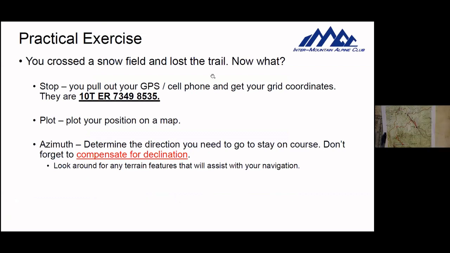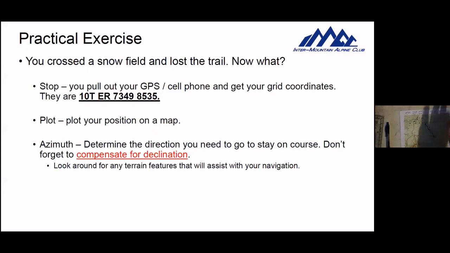We're going to stop. We're going to pull out our GPS and cell phone, and we're going to get our grid coordinates. So let me write them down again. This time we got our 10 Tango Echo Romeo. We're at 7349 8535. So in this case, I'm going to just say I want to do a 6-digit because I know I'm supposed to be on trail. So I'm actually just going to write down 735854. And we're going to say that's my grid coordinate.